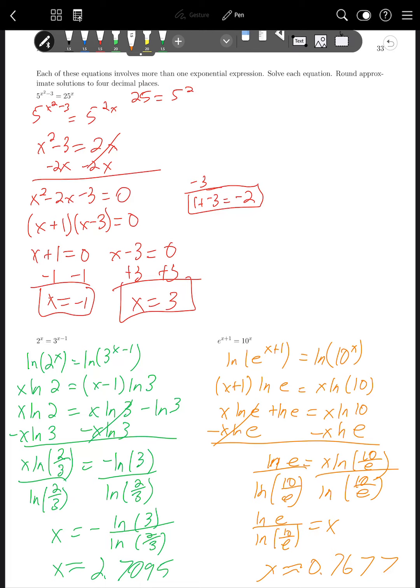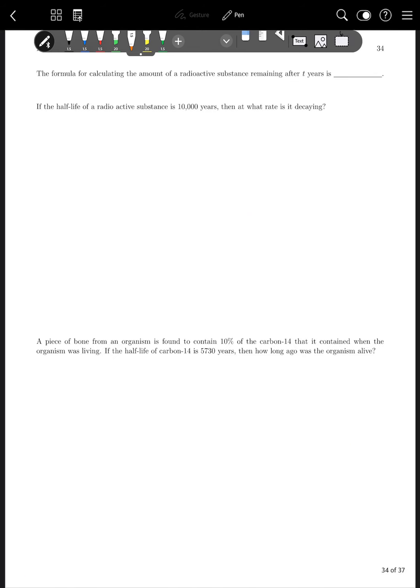So now you should have the tools to solve pretty much any exponential or logarithmic equation that we're going to put in front of you in this class. So what we want to do is talk about some different types of applications that we haven't talked about yet.